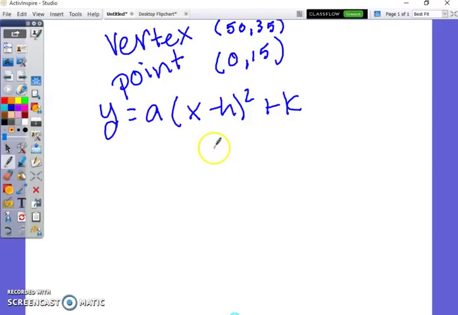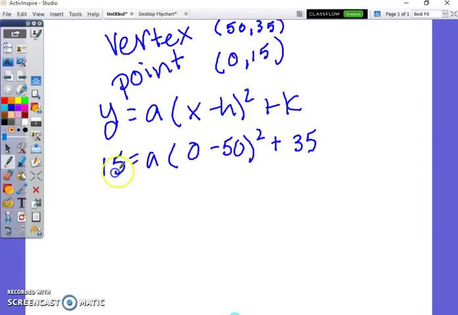h and k. What's h? What's k? Okay. What else do I know? I know a point for x and y. What is the x value of that point? 0. And what's the y value of that point? Okay.